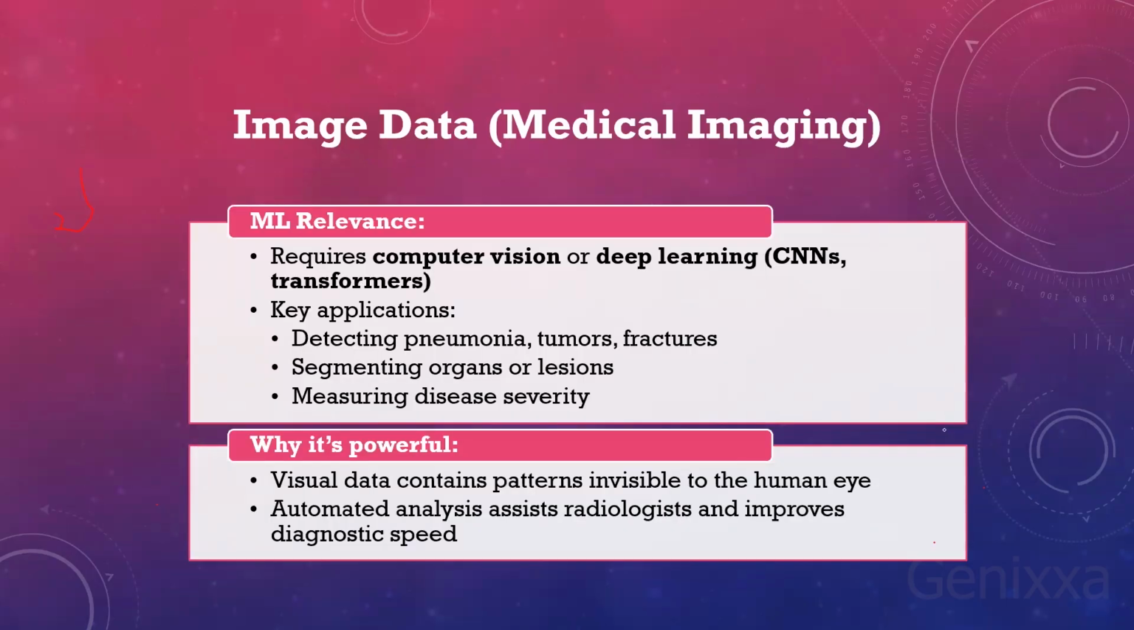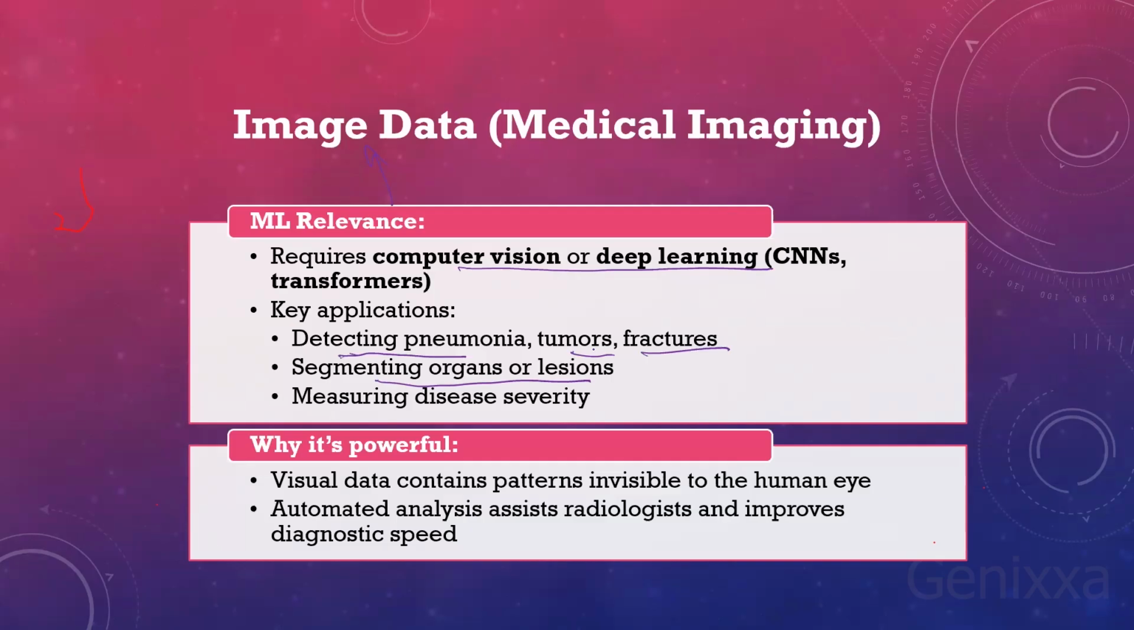When talking about how this kind of data may be useful in model building or in machine learning or deep learning, etc., we generally need computer vision or deep learning application to process image data. It is not sufficient to have only basic stats models or mathematical models. Rather, we need deep learning principles to deal with image data. And some key applications in this area we can talk about, like detecting pneumonia through some X-ray images, tumors or fractures we may detect, similarly segmenting organs or lesions, etc., or measuring disease severity levels as well.